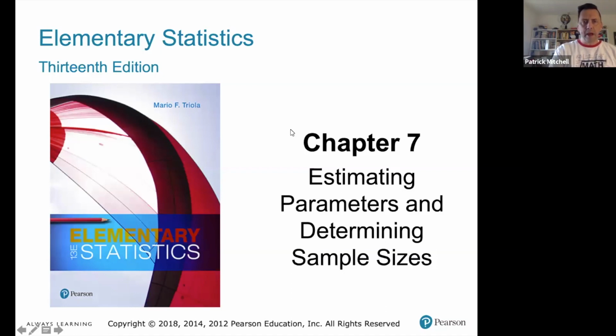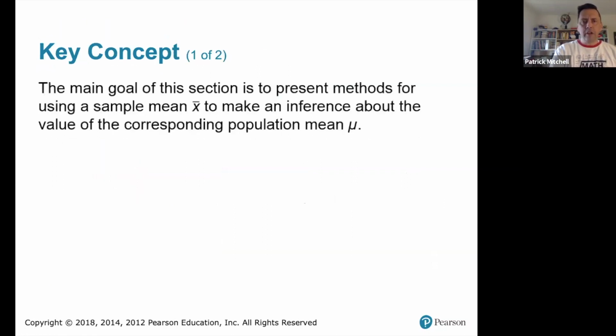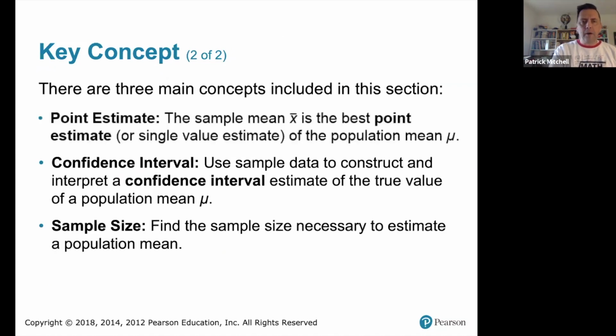Today we are talking about 7.2, estimating a population mean. In this section, we're going to present methods for using a sample mean, x bar, to make an inference about the value of the corresponding population mean, mu. Remember in the last section, we did this for a sample proportion. We used a sample proportion to make an inference about the value of a population proportion. So we're going to be talking about point estimates, confidence intervals, and sample size, the same things we talked about in section 7.1.